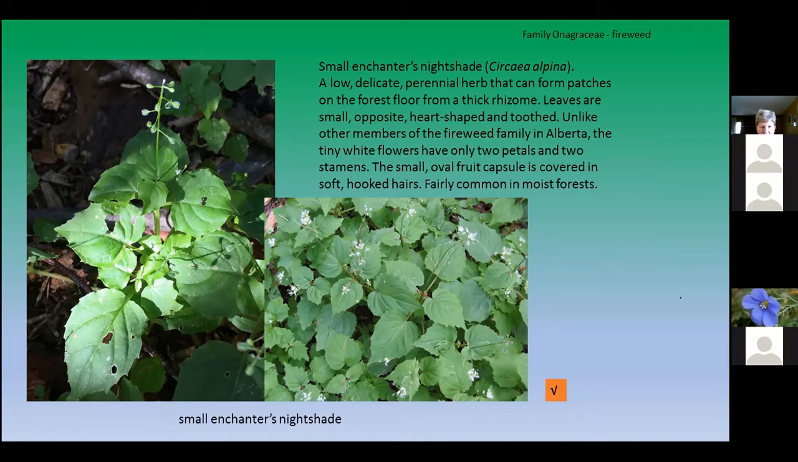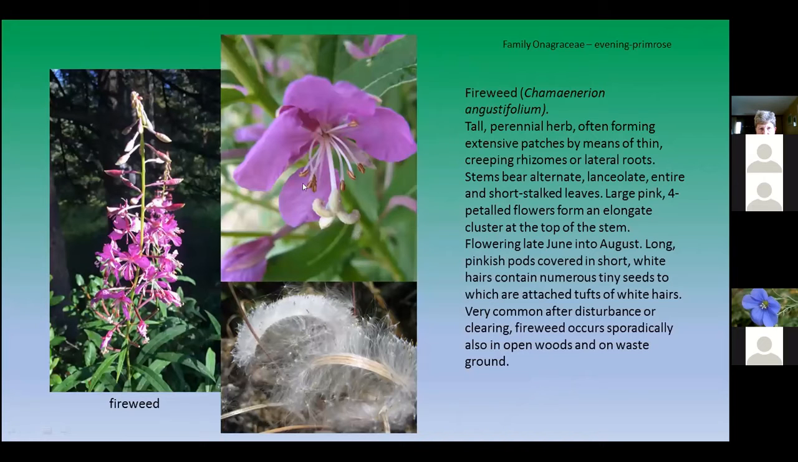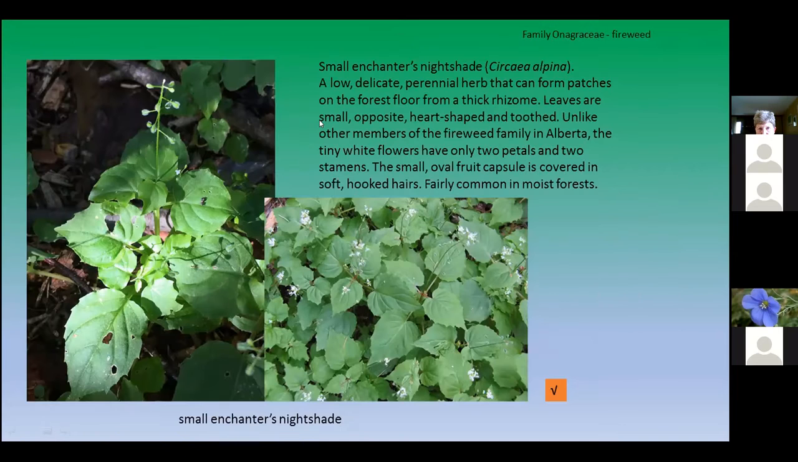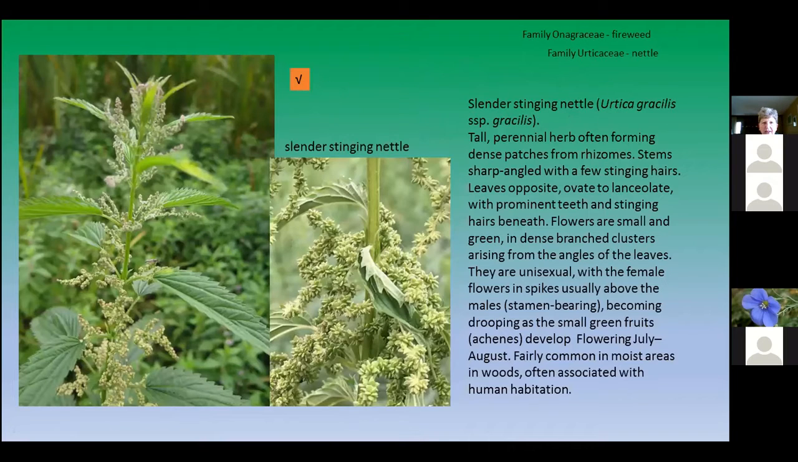The leaves are paired and toothed, much broader than, of course, the narrow leaves of the fireweed. And it has these very small white flowers, which only have 2 petals instead of the 4 petals that you see in the fireweed. So not a very attractive plant, but quite common in moist forest areas. Nettles were already showing themselves.